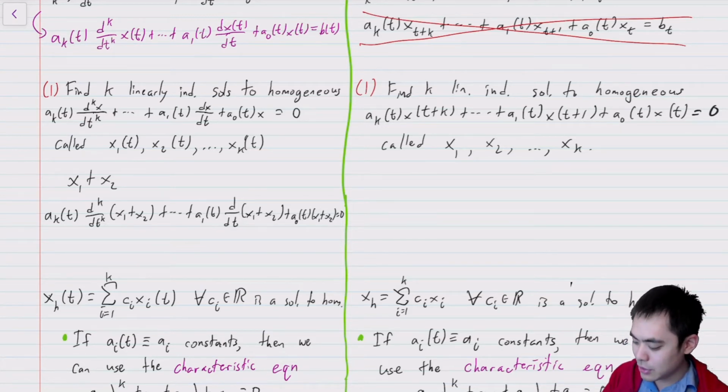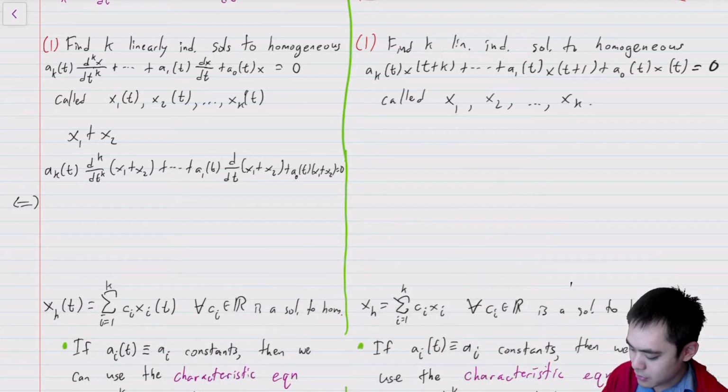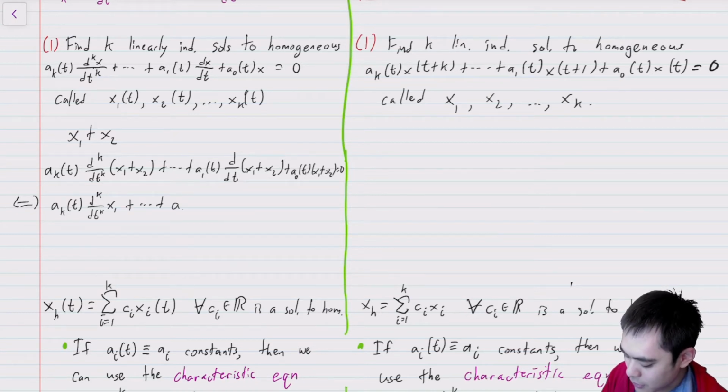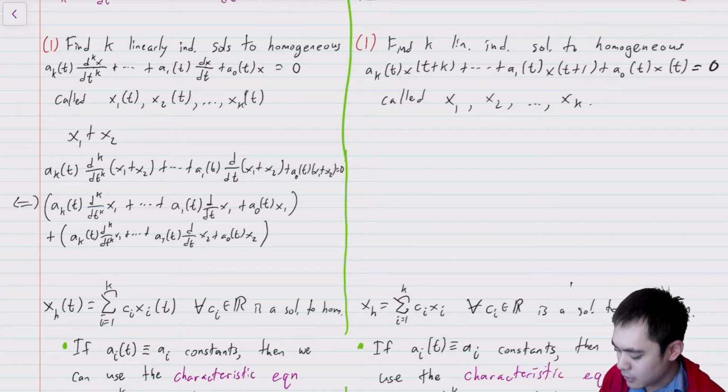So this here is entirely equivalent to saying that a_k(t) d^k/dt^k x1 + ... + a_1(t) d/dt x1 + a_0(t) x1, where we've collected all the x1 terms together, plus all of the x2 terms in the same way: a_k(t) d^k/dt^k x2 + ... + a_1(t) d/dt x2 + a_0(t) x2, and that's just by linearity, is equal to 0.